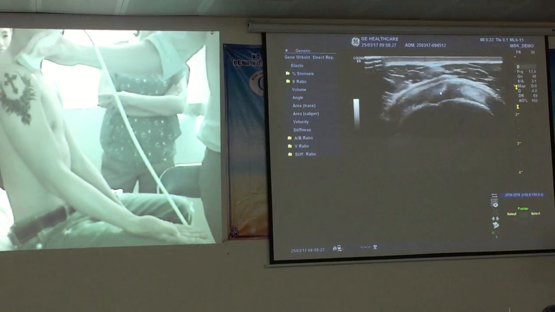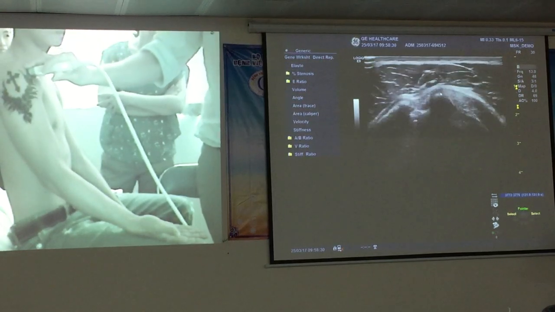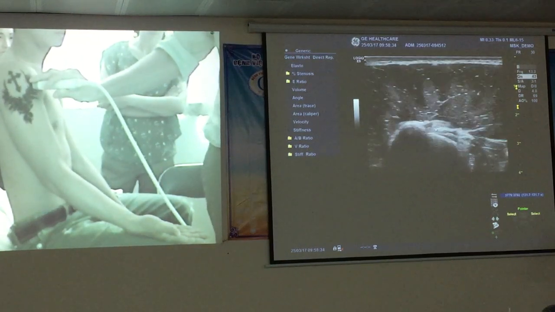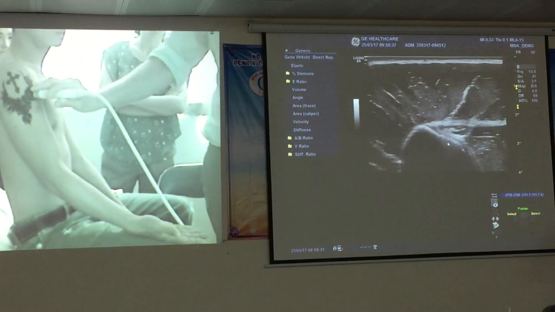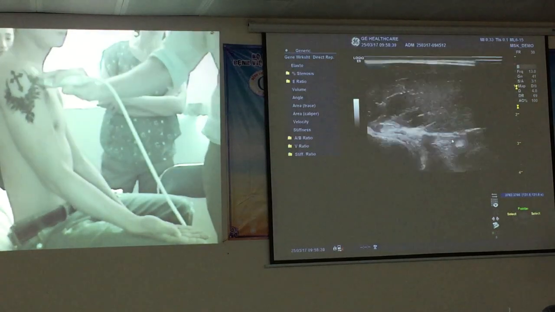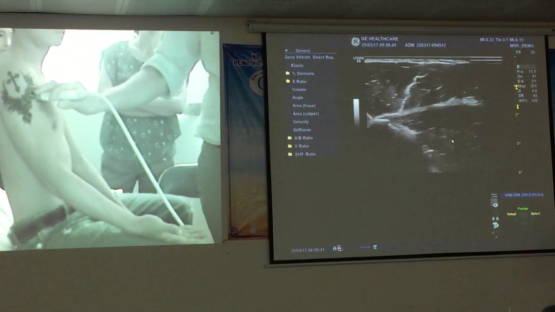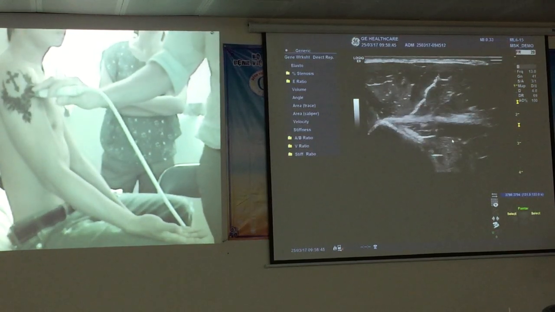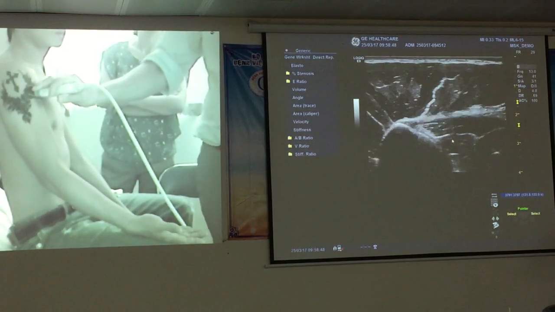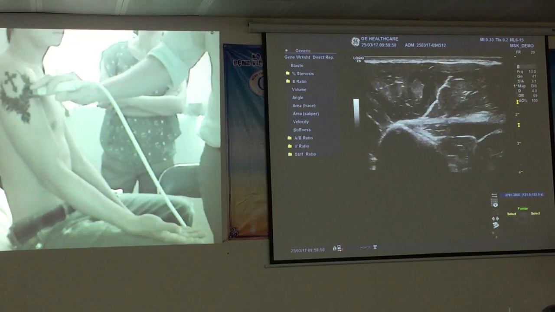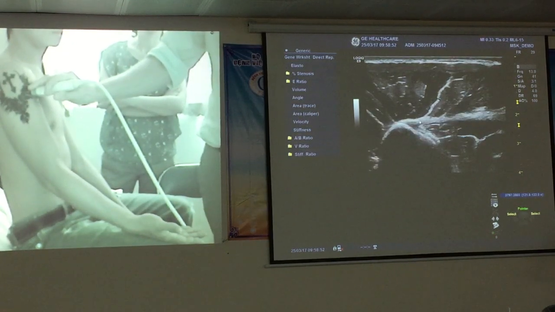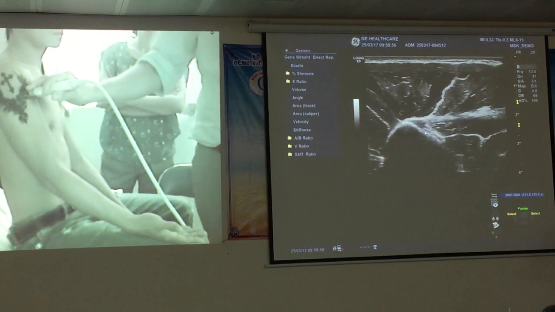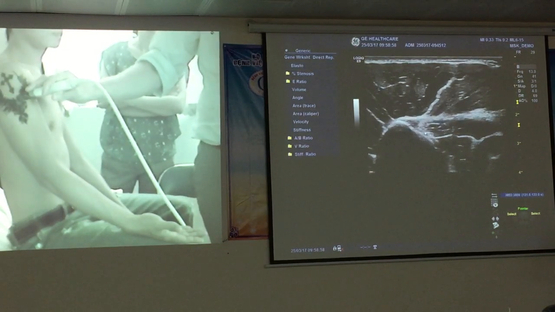So for the scan plane, I just use transverse and come down, and then I follow that tendon all the way down, as it comes into the musculo-tendinous junction of the long head of biceps. This structure here is actually the major tendon coming across, and it goes over the top of the long head of biceps.